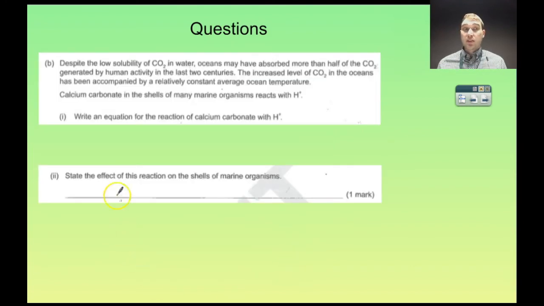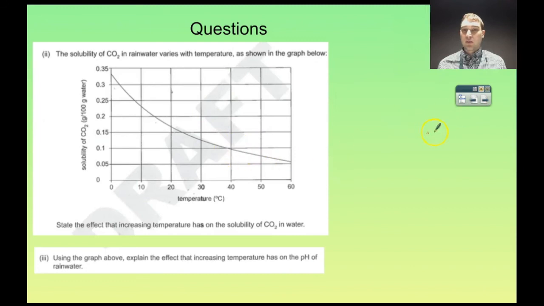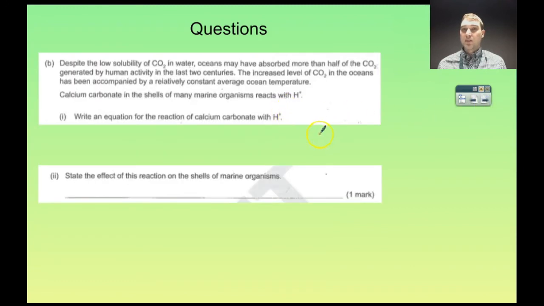The question continues. Despite the low solubility of carbon dioxide, oceans may have absorbed more than half of the carbon dioxide generated by human activity. This increased level of carbon dioxide in the oceans has been accompanied by a relatively constant average ocean temperature. So even though the temperature of the ocean is increasing, the amount of carbon dioxide increasing in the ocean isn't matched by the increase in temperature. So although this graph is true, due to the small change in temperature, the pH effect is greater.